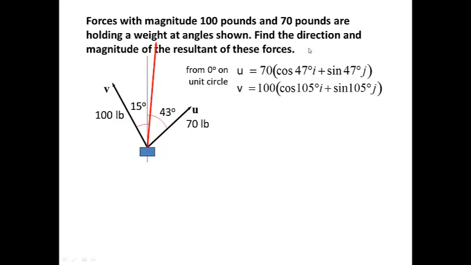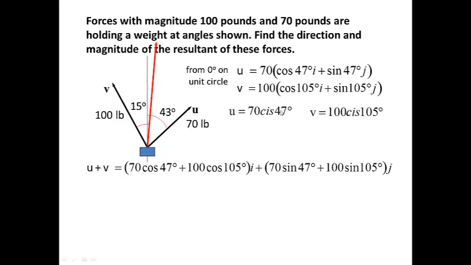Now we're going to go ahead and add my two horizontal components and two vertical components together. So let me rewrite that. So there'll be 70 cosine of 47 degrees. Notice I'm adding the two cosines together. 100 times the cosine of 105. Okay, and just realize when you do the cosine of 105, you're going to get a negative number. So because this is going to work against this, because it's pulling in the opposite direction as the u vector.